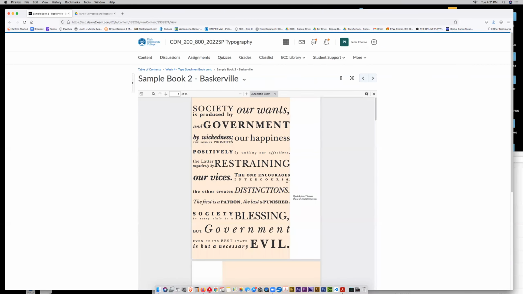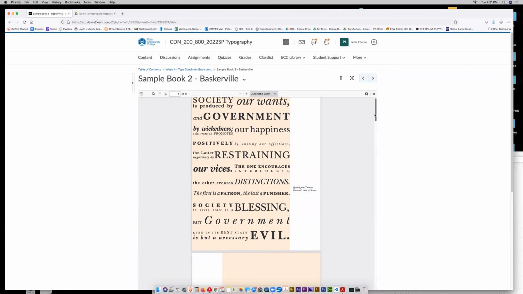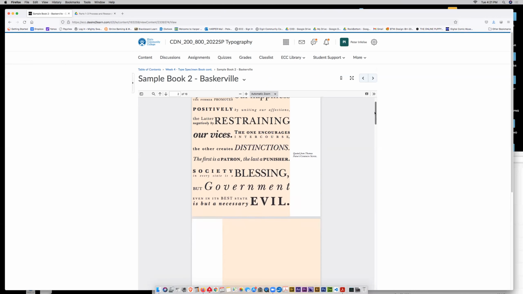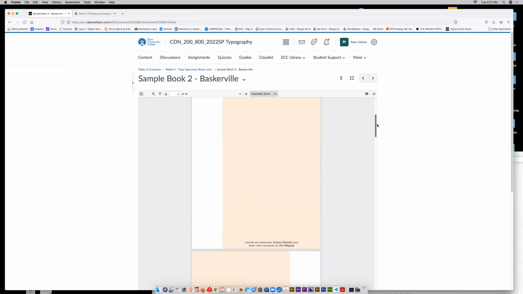Ask for this next. Cool. So all of the text here comes from Thomas Paine's Common Sense, at least on this page. I thought when I was looking at this earlier that they also had some from the Constitution.